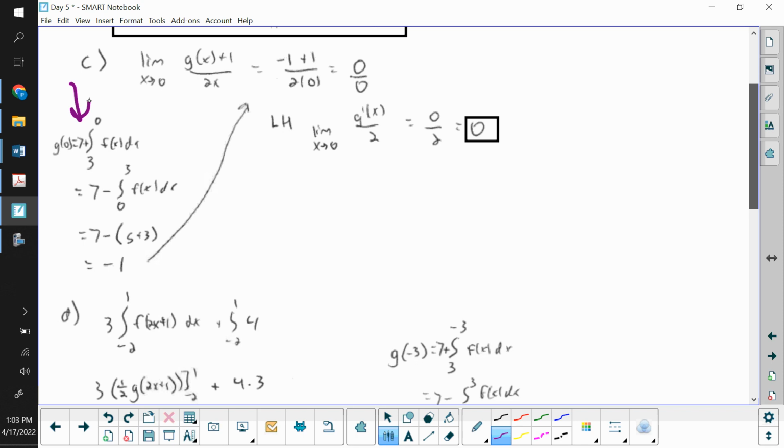Take your derivative of each. G prime of 0 now just means our y value in the graph that's shown, which happens to be 0, so 0 over 2 is just 0.